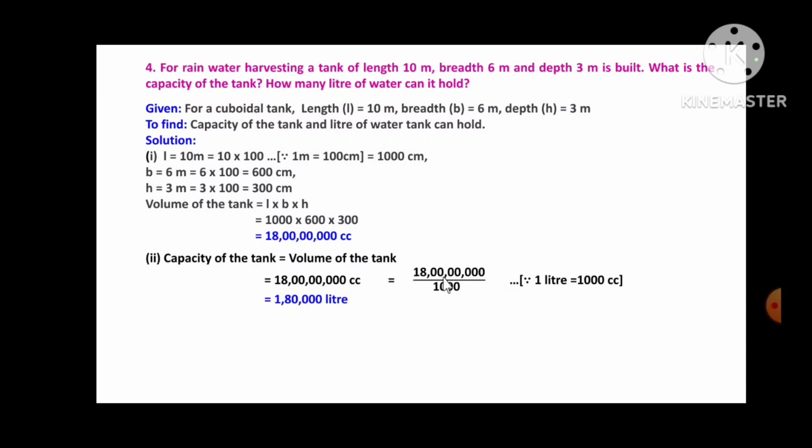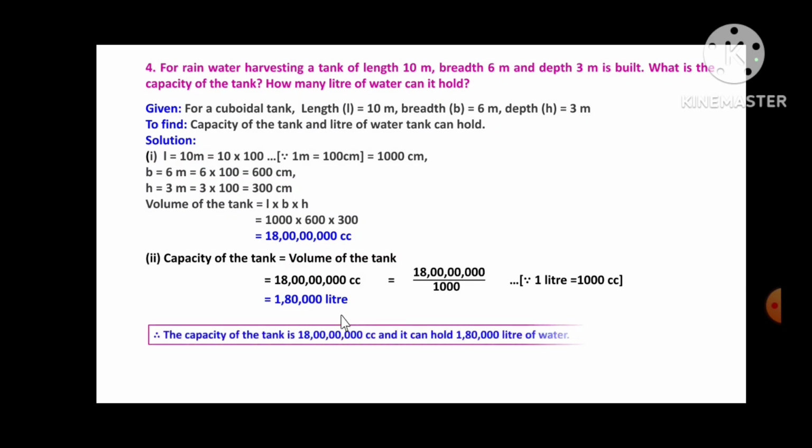So 18000000 upon 1000 leads to 1,80,000 liters. So friends, in words, the capacity of the tank is 18000000 cc and it can hold around 1,80,000 liters of water. So friends, I think you got all these problems.